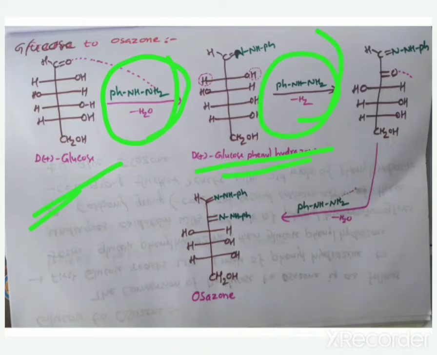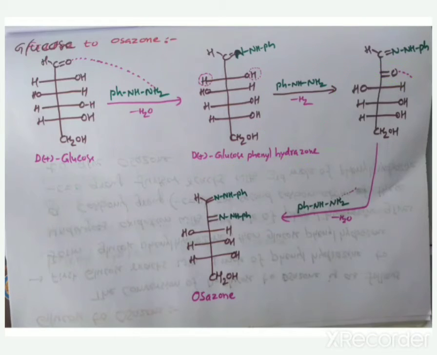Then to form carbonyl group on second carbon. This is the second carbon. So here we have C double bond O group. It further reacts with third mole of phenylhydrazine to form osazone. For the formation of osazone, we require 3 moles of phenylhydrazine.